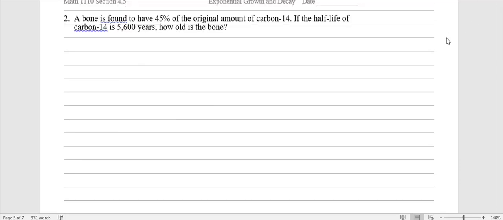Now in problem 2, a bone is found to have 45% of the original carbon-14, and the half-life of carbon-14 is 5,600 years. How old is the bone? So before we even start, we know our answer is going to be less than 5,600 years, since the half-life, the time it takes for there to be half of the original amount, is 5,600 years. And we know 45% is less than half.